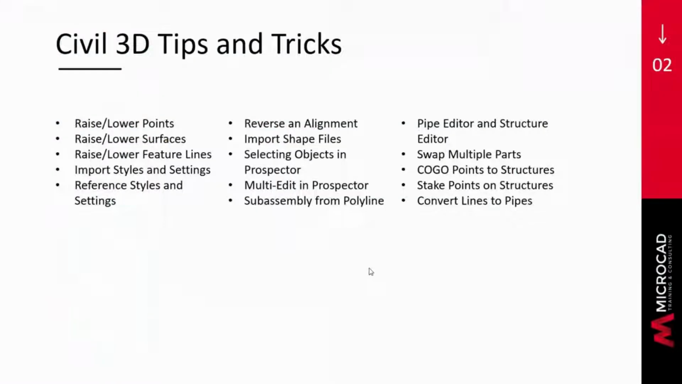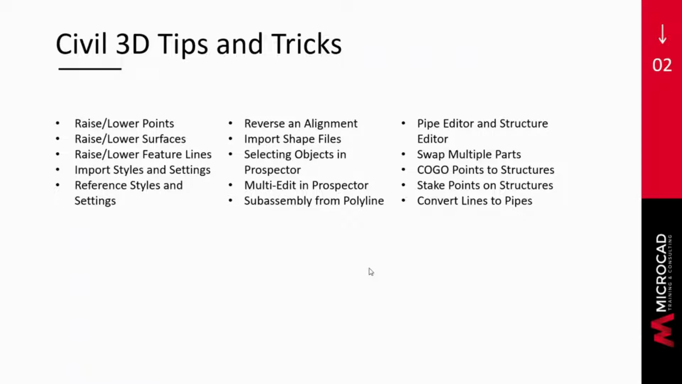All right, so moving into some other object types. We'll look at alignments. We'll look at importing Esri shapefiles. We'll see some Prospector tools for selecting objects, how to multi-edit values in Prospector, and then a little odd duck at the end, creating a subassembly from a polyline.